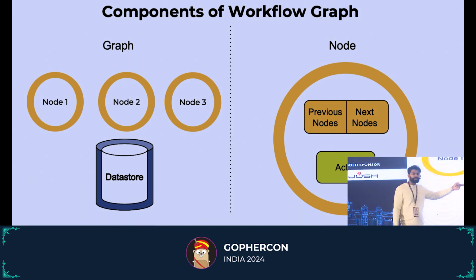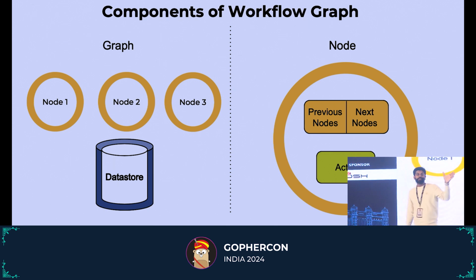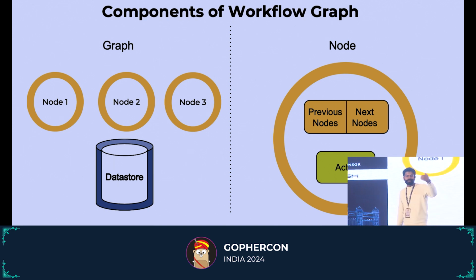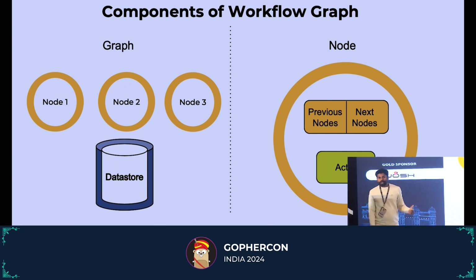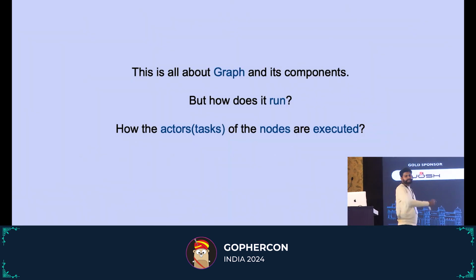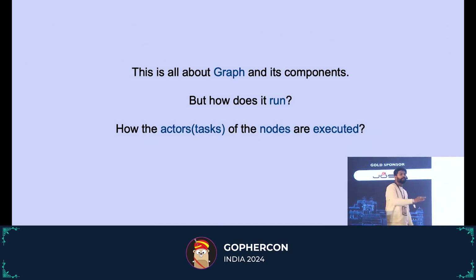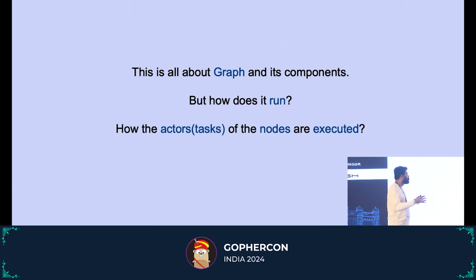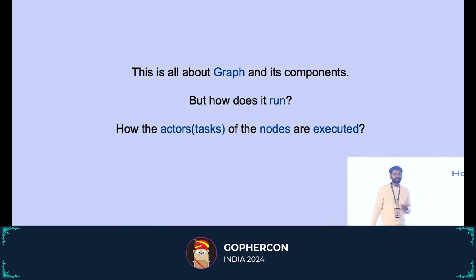And then I introduce the actor within a node. The actor is basically the core logic, the core method which it has to implement, which it will be performing to execute that task. So this is about the components. This is all about the graph and its components, but how does this graph run? How are the actor tasks of the graph executed?